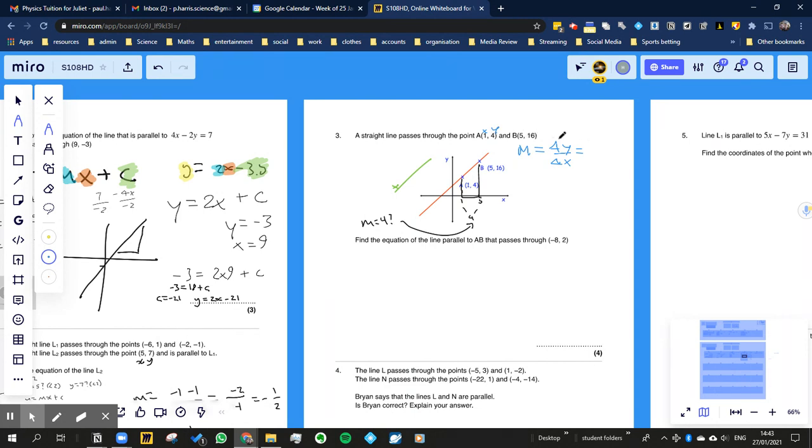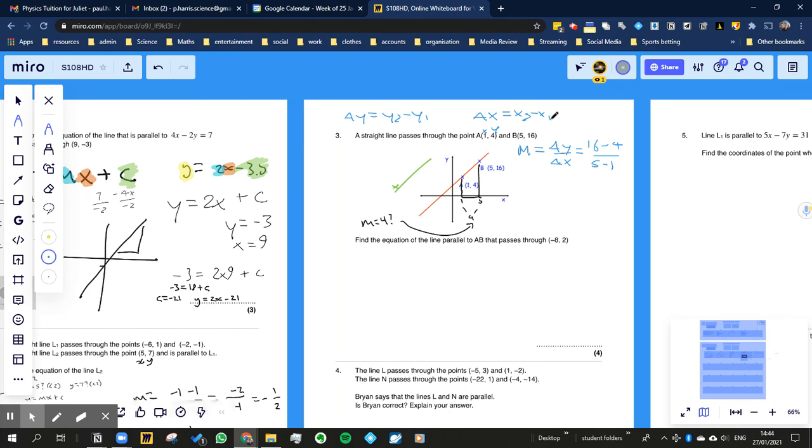So the change in y is going to be 16, which is the second y, minus 4, the first y, because it's gone from 4 to 16. And the change in x has gone from 1 to 5, so 5 minus 1, which is 4. So basically the change in y is equal to y2 minus y1, and the change in x is equal to x2 minus x1.